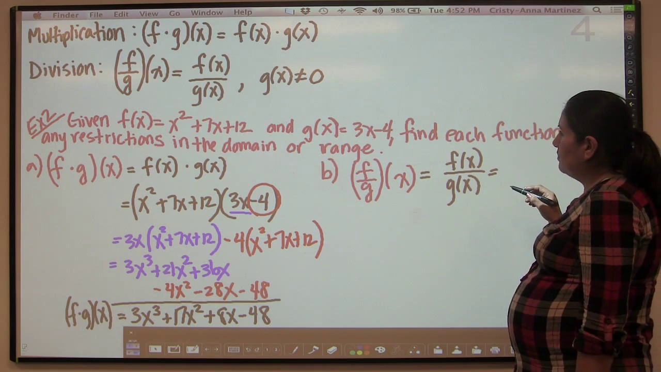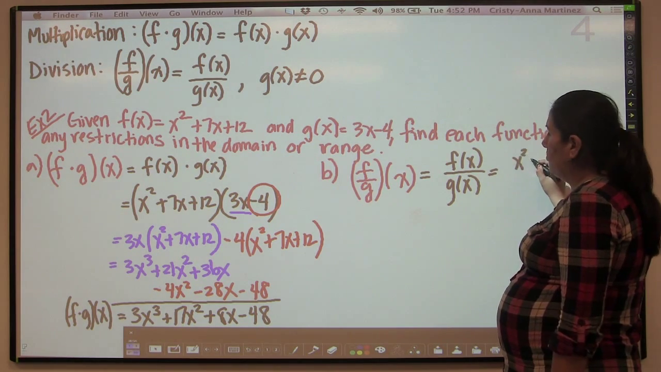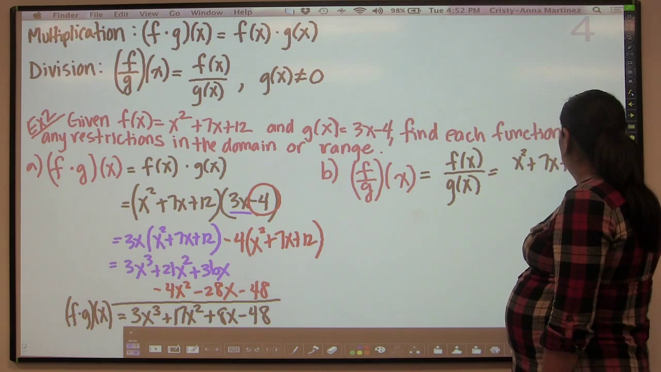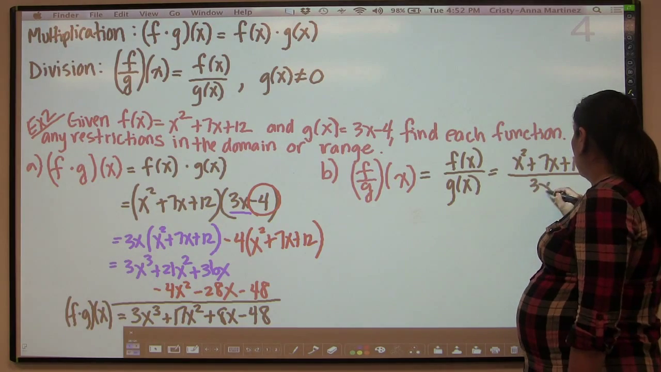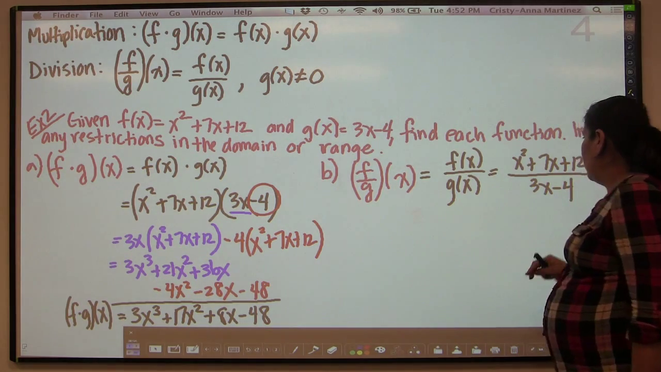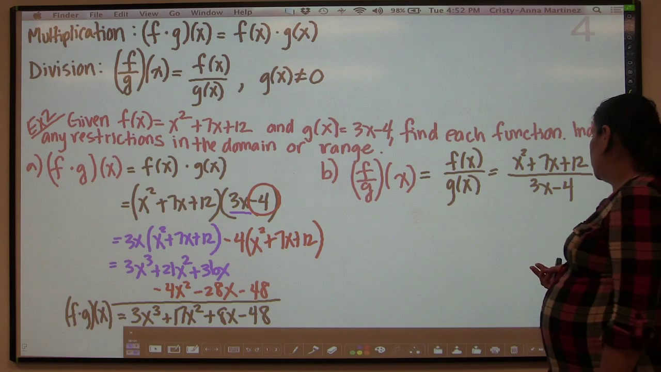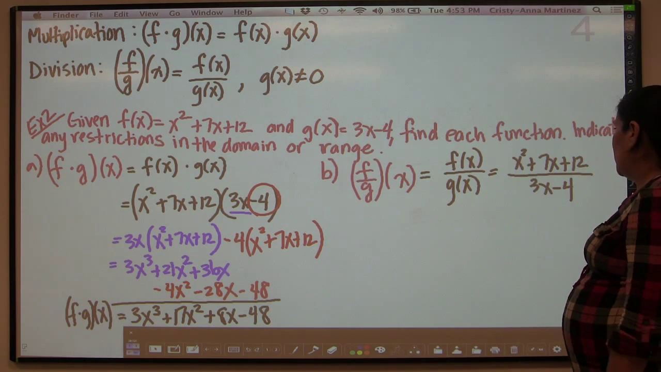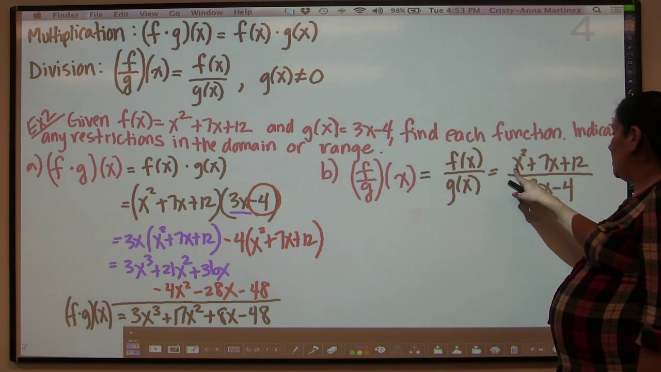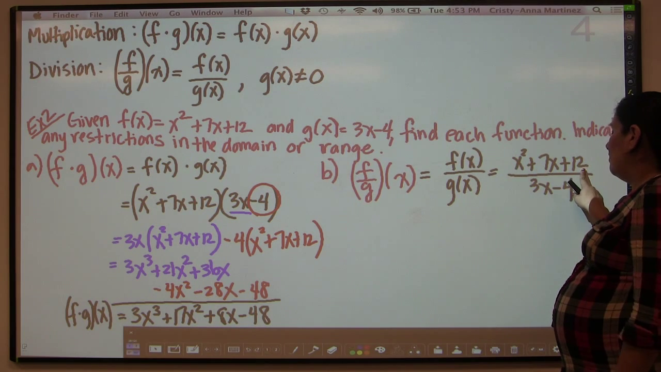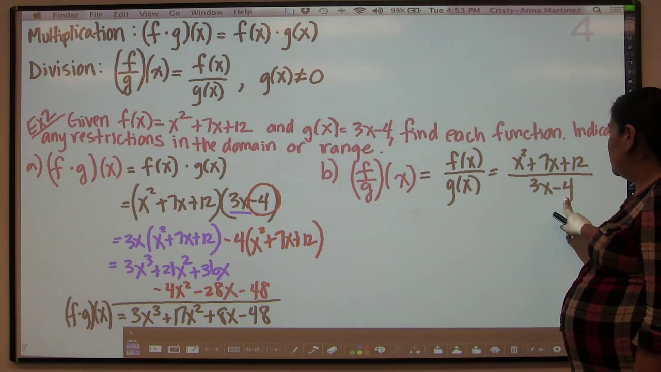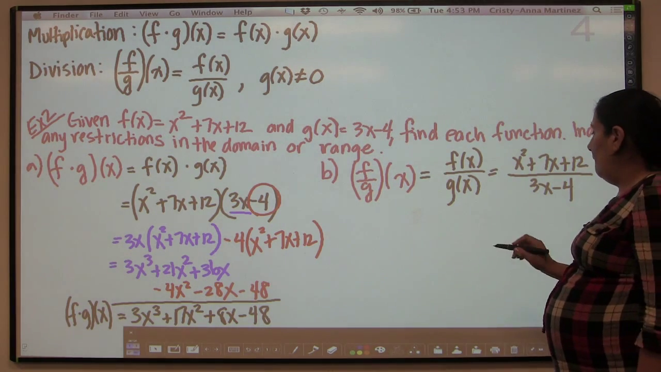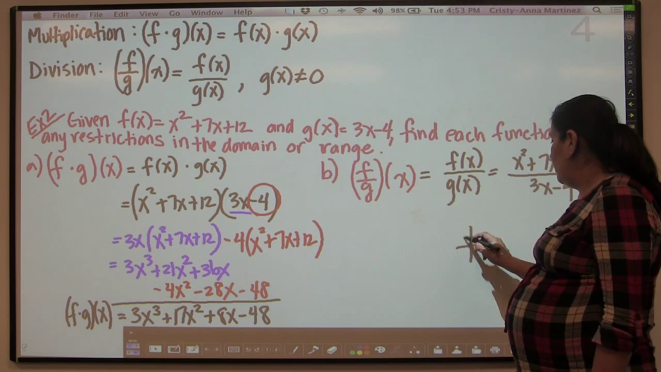So f of x is basically the x squared plus 7x plus 12, and you're dividing that by 3x minus 4. And you're not going to try to cancel it. You know, if it factors, you can try to factor it, but I can tell you right now that there's not going to be any factor on the top that's going to be 3x minus. The only reason why I would try to factor it is to see if I could cancel anything. So let me just show you what I mean by that.